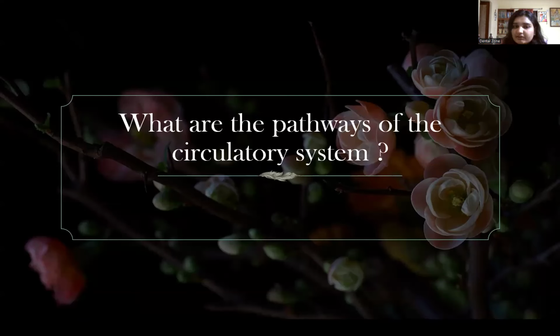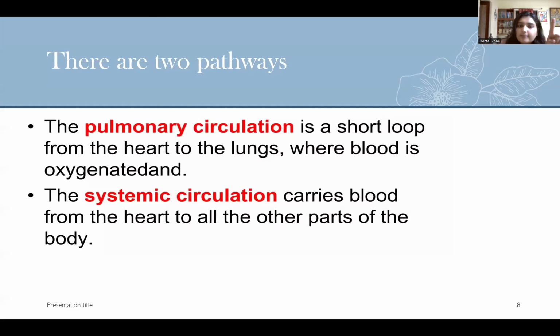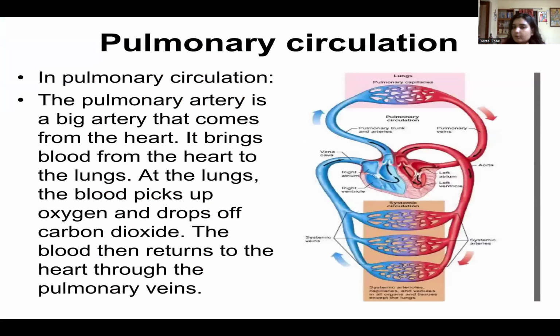So what are the pathways of the circulatory system? There are basically two pathways. First is the pulmonary circulation, which is a short loop between the heart and lungs, where the blood is oxygenated. And second is systemic circulation. Systemic circulation carries blood from the heart to all other parts of the body and then again comes back to the heart.